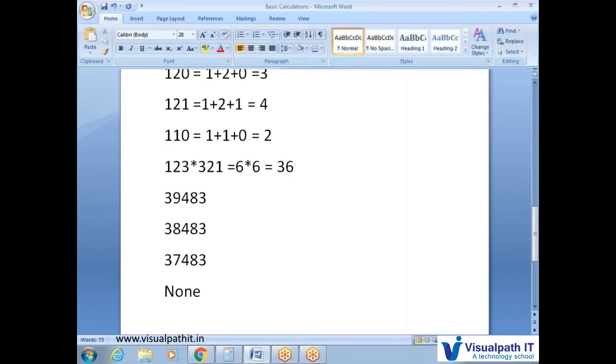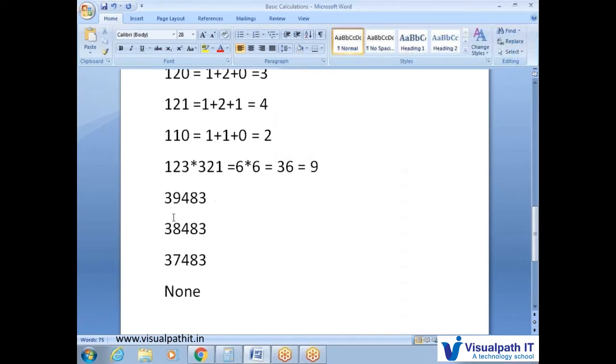36 is a 2-digit number. Again converting into a single digit: 3 plus 6, what is the answer? 9. What is the LHS value? 9. So it is equal to the RHS value. What do the RHS values mean? The given options. Option A 39483, option B 38483, option C 37483.